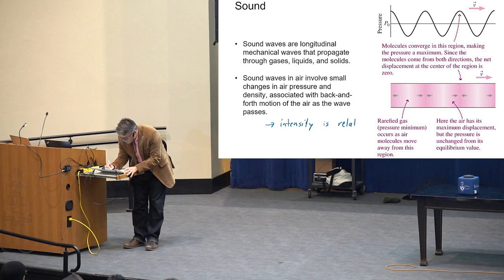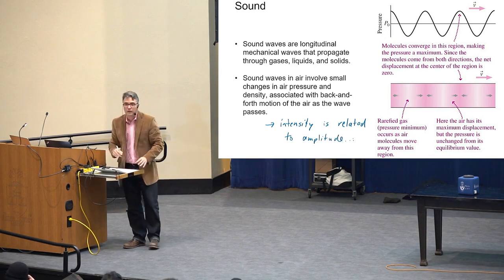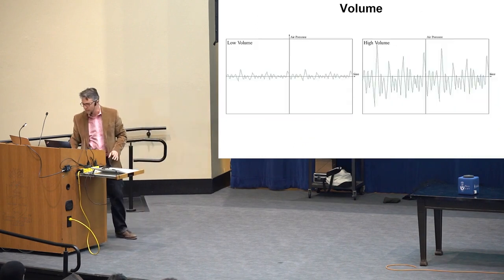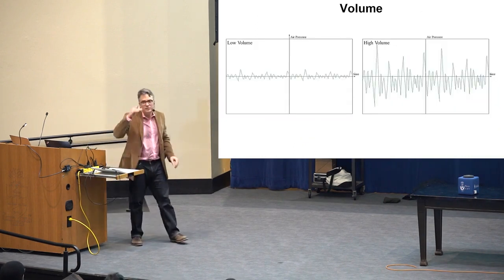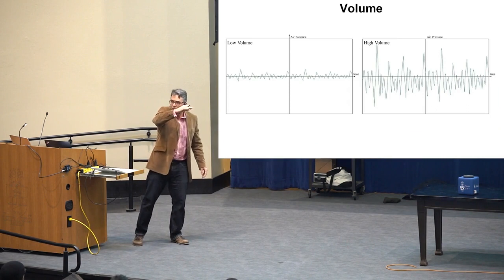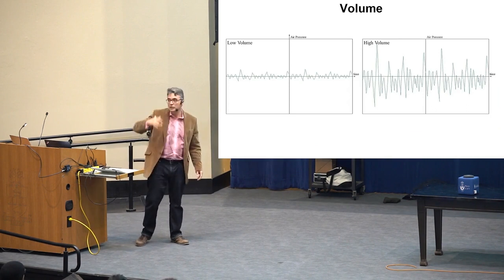So the intensity, which is in watts per meter squared, is related to the amplitude of the wave, which is in pascals, I guess, the pressure. I'm not going to really say how it's related. It's kind of complicated, but this is the basic idea. Low volume is you've got little changes in the air pressure. High volume is you've got bigger changes in the air pressure.